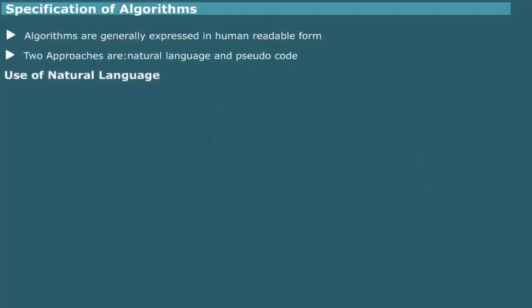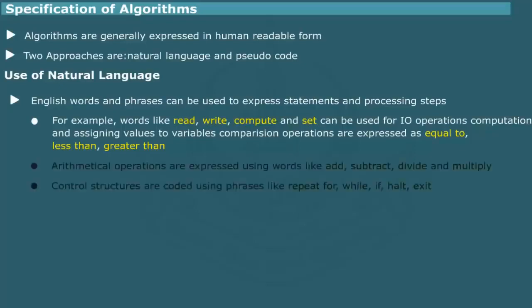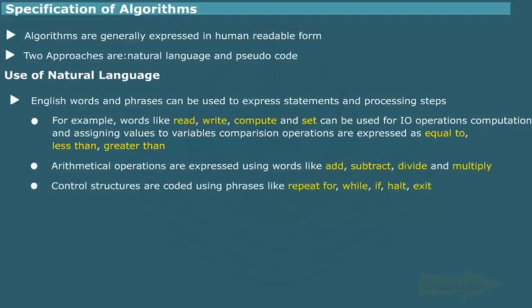Use of natural language. In natural language, we can use words and phrases to describe the procedure and computational steps. For example, words like read, write, compute, set may work for input, output, computations, and assigning values to a variable. Likewise, arithmetical operations can be expressed using words like add, subtract, divide, and multiply. The word repeat may be employed to express loop structure.